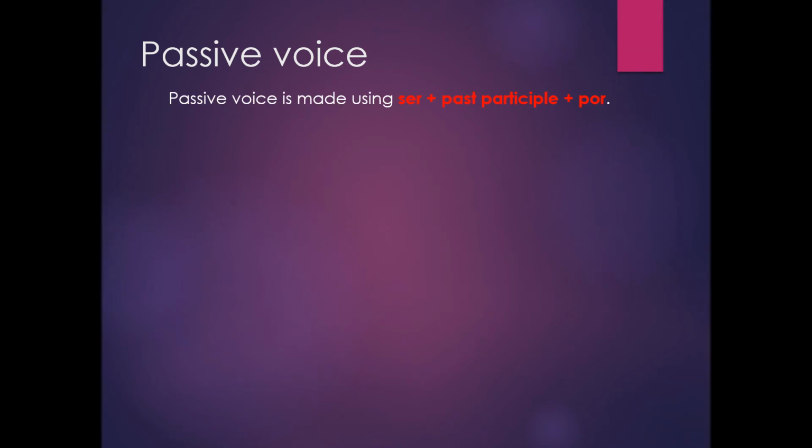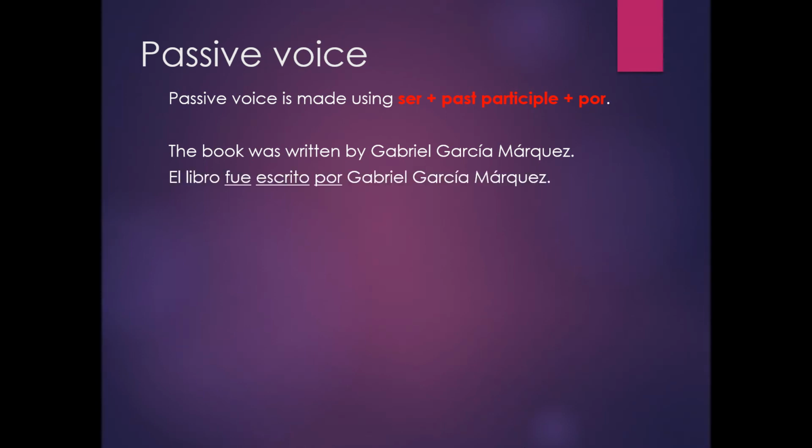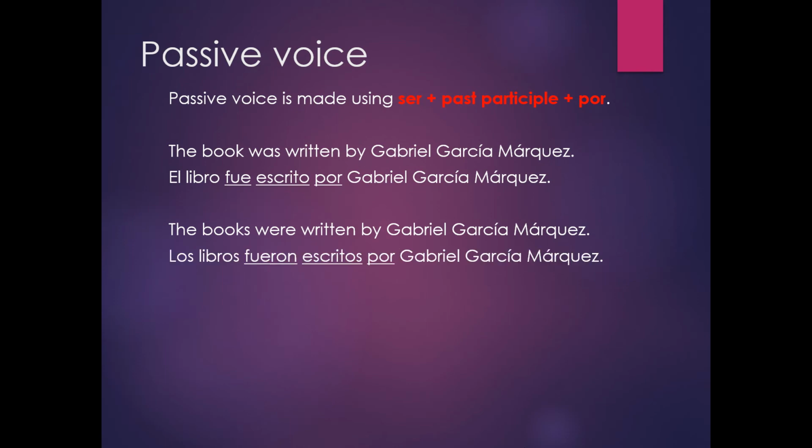The passive voice is made by using the verb ser and the past participle and por. So for example, the book was written by Gabriel Garcia Marquez. It says was written, so I want to put it in the preterite, fue. Only one book, singular, fue. I already know that the past participle of escribir is escrito. I want to make it match with el libro, fue escrito, and then por. If I wanted to say the books were written by Gabriel Garcia Marquez, now I make books plural. I have to make the verb plural, fueron, and I have to make the past participle plural, escritos.